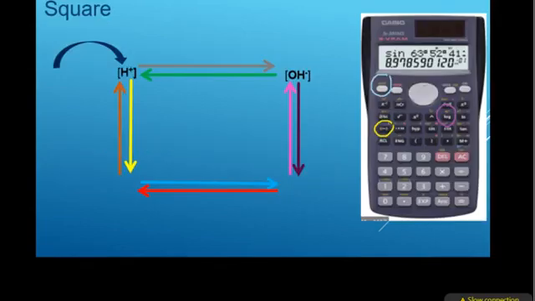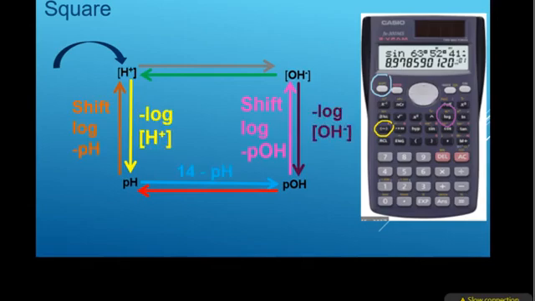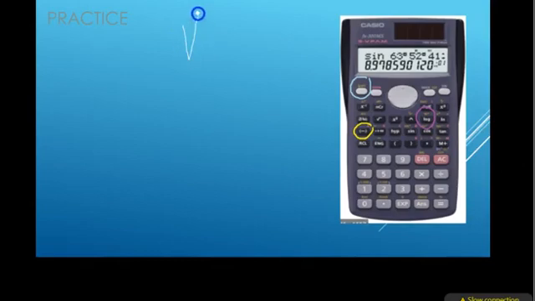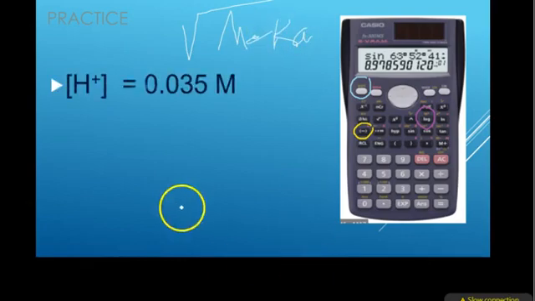All right, so of course you know that this was a weak acid. With a weak acid, you're going to take the square root of your molarity times your Ka value. So hopefully you got 0.035 molar as your hydrogen ion concentration.